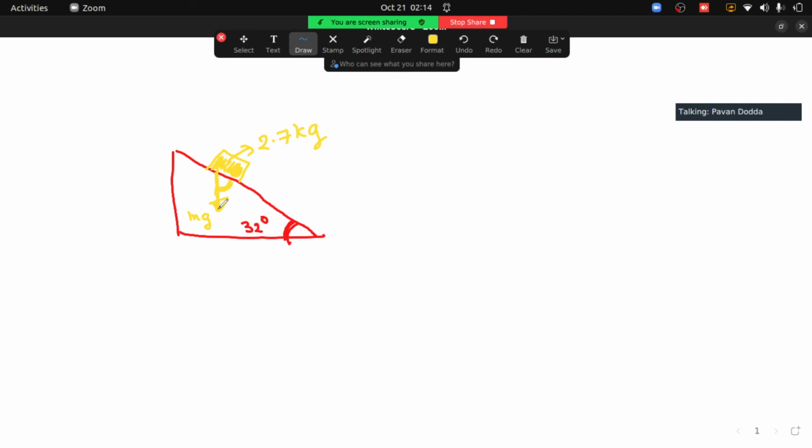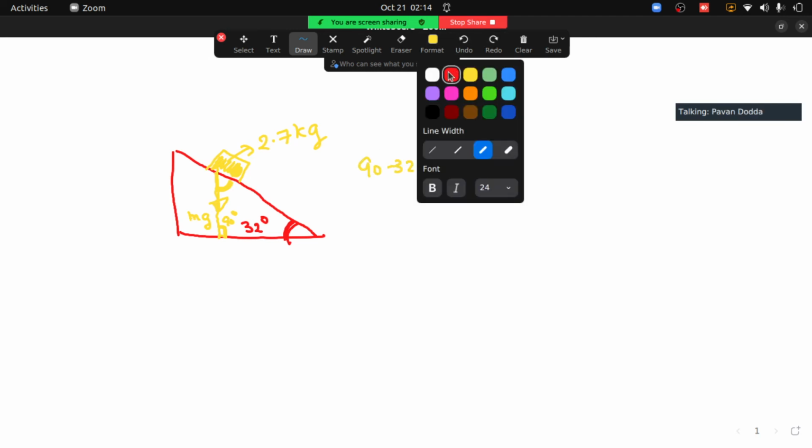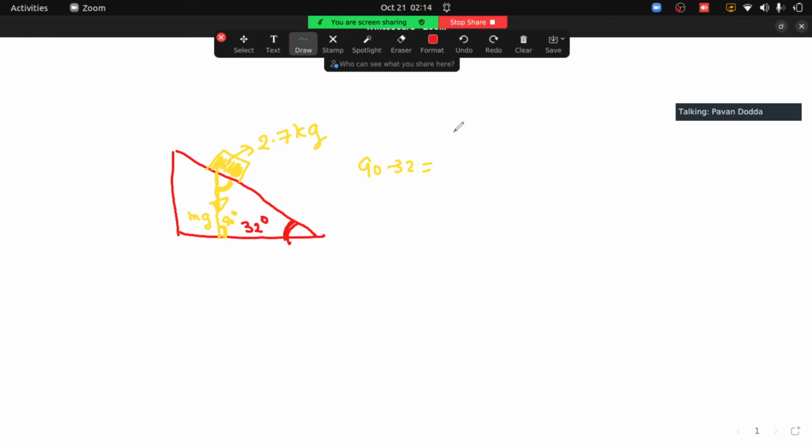Now basically here it forms a triangle. You can see that this is a right angle triangle, and we know that the sum of the angles of a triangle is 180 degrees. So this is 90. If this is 32, then this would be 90 minus 32, which is 58. So this angle is 58 degrees.